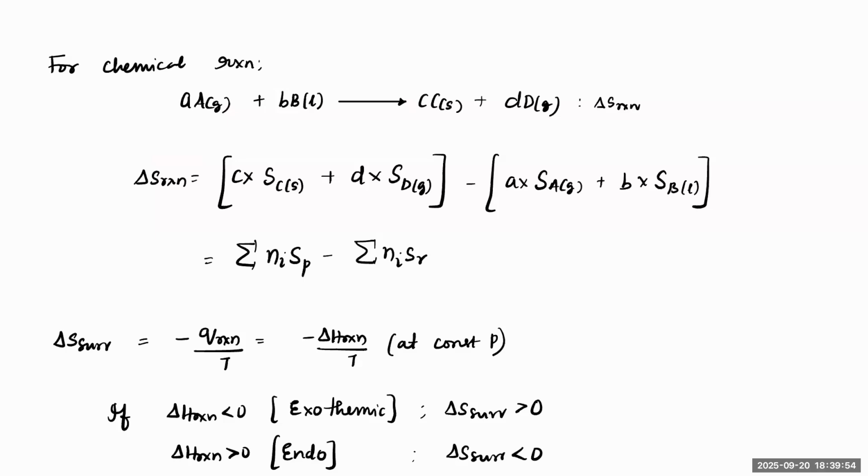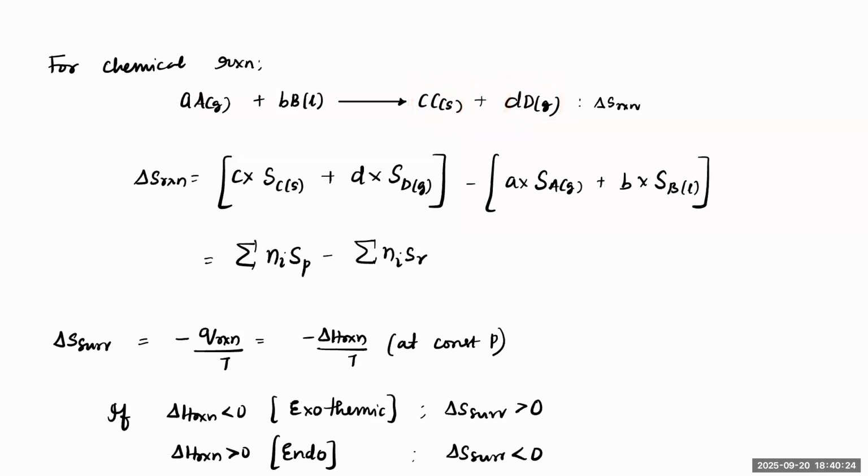Entropy change of the reaction. In that case, as per the third law of thermodynamics, we can calculate the absolute entropy. We can calculate the absolute entropy of C, D, B, and A in their respective states, and that can be multiplied with the coefficient to identify the total entropy of C on the right hand side and D on the right hand side.